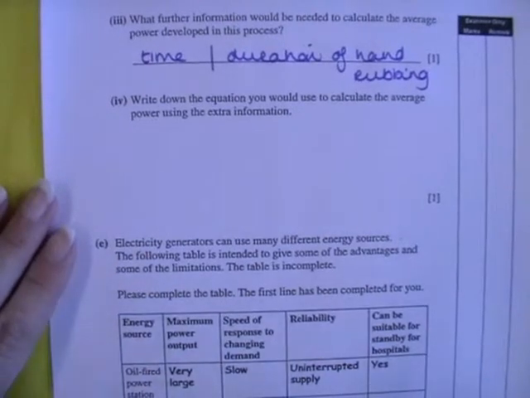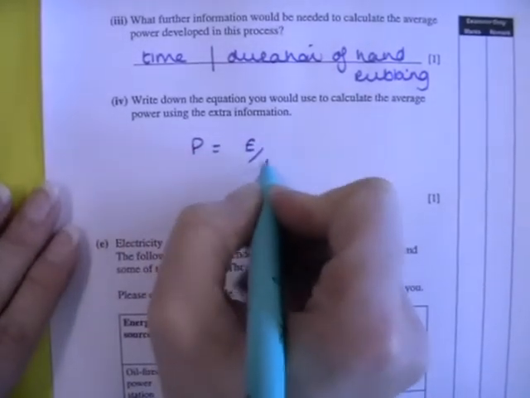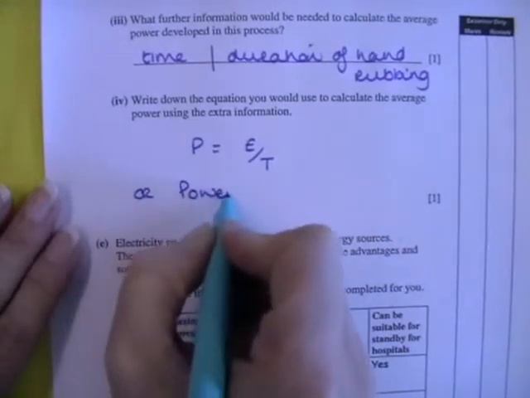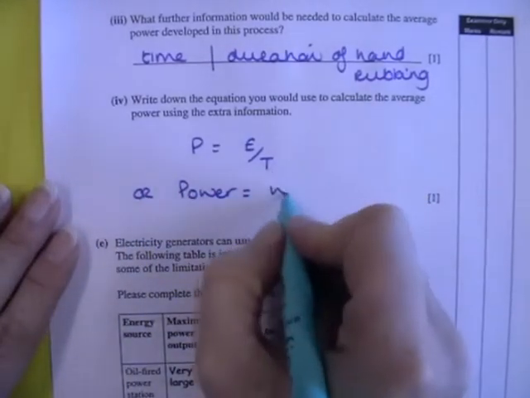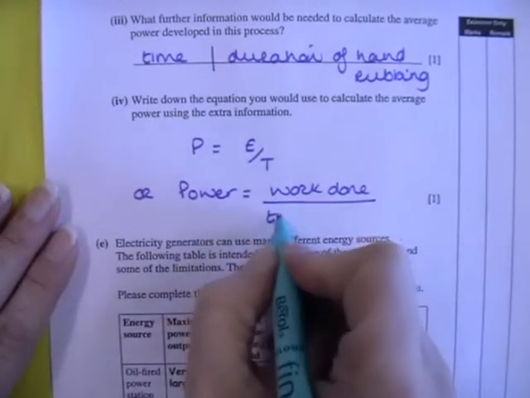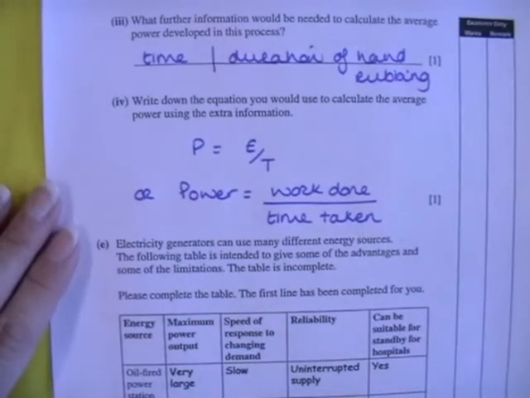Write down the equation you would use to calculate the average power using the extra information. You could write it as power equals energy over time, or you could do it in words. Power equals energy over time, or even work done over time taken. Any of these is acceptable.